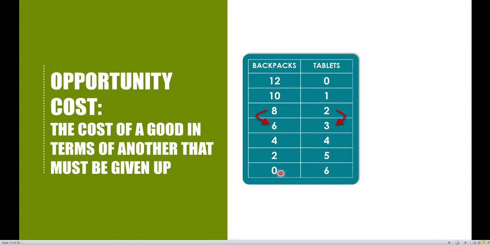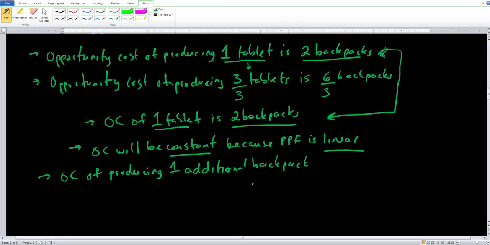So what we can do is we can say, what's the opportunity cost of producing 2 additional backpacks? How many tablets are we giving up on the production of? We go from 6 tablets to 5 tablets, so we're giving up on the production of 1 tablet right here. So the difference between these two numbers. So using the numbers that we see on that table right there, to produce 2 additional backpacks, we gave up on 1 tablet.